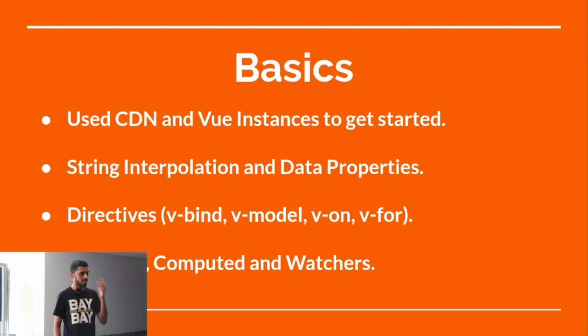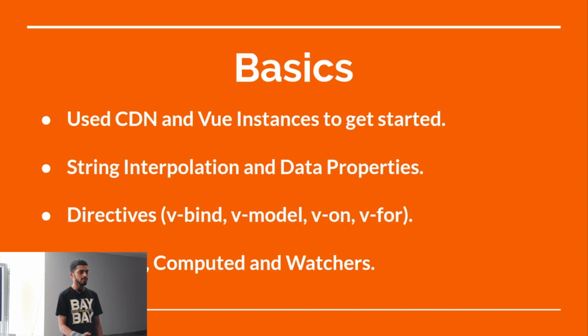Directives are one of my favorite things about Vue. Vue provides you some attributes that you could use with your HTML elements. Some of my favorites, the ones that I use a lot, are v-bind, if you want to provide a data property to your default HTML attributes. v-model is for two-way binding, which is especially useful when creating forms. You can directly type something and change your data properties. v-on is for events, like mouse click, mouse hover, all of that. And v-for is like your basic for loop.